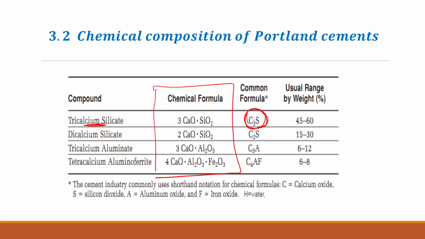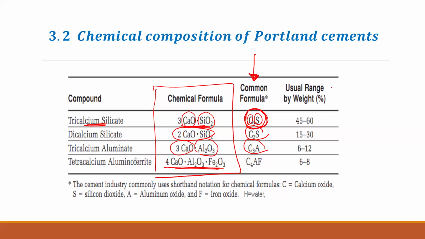This is the abbreviation C3S, where C stands for calcium oxide and S stands for silicon dioxide. So you can see 3 calcium oxide dot silicon dioxide, this is the full chemical formula. C2S can be written like this, and C3A has calcium oxide and aluminum oxide, and tetracalcium aluminoferrite will be like this. Mainly I want you to remember these because we are going to use these abbreviations more often.